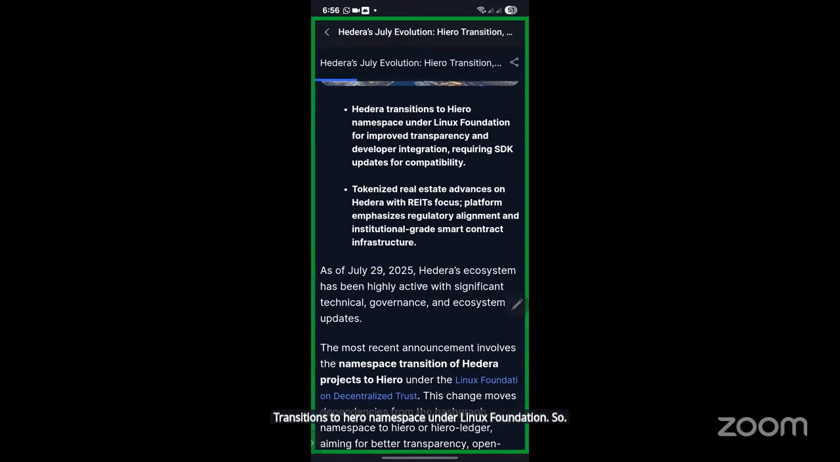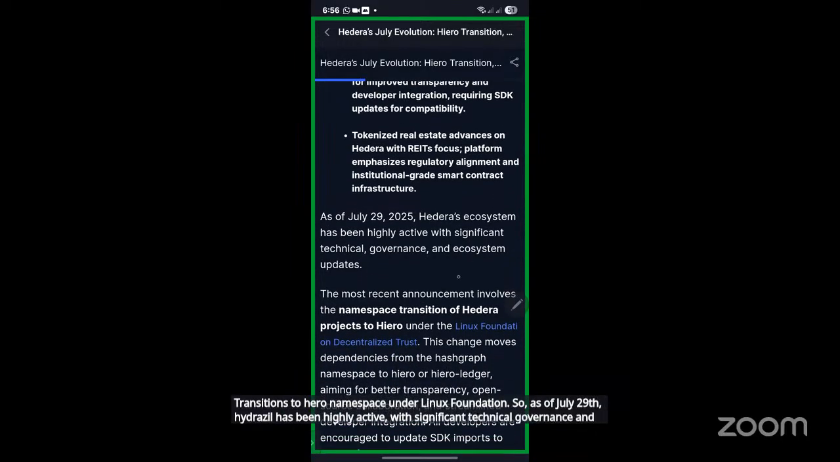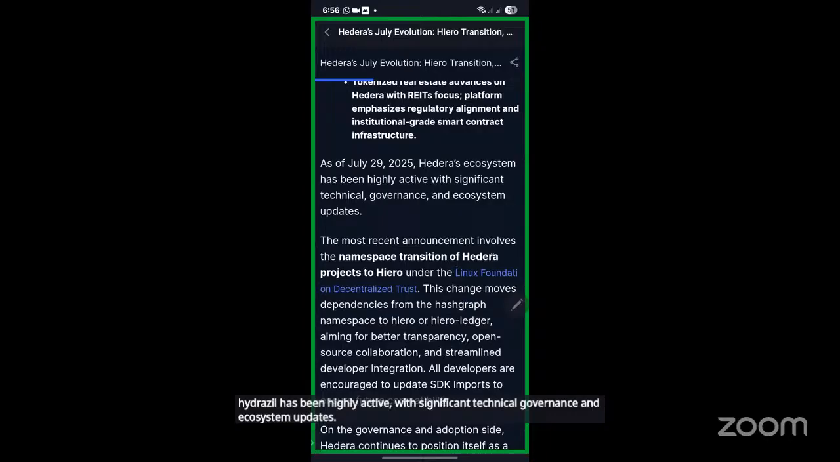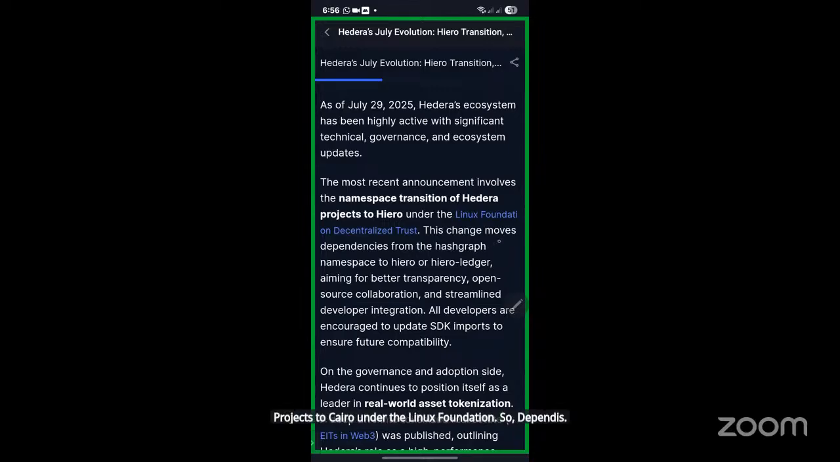As of July 29th, Hedera has been highly active with significant technical governance and ecosystem updates. The most recent announcement involves the namespace transition of Hedera projects to Hiero under the Linux Foundation. This change moves dependencies from the Hashgraph namespace to Hiero Ledger, aiming for better transparency, open source collaboration, and streamlined developer integration. All developers are encouraged to update SDK imports to ensure future compatibility.